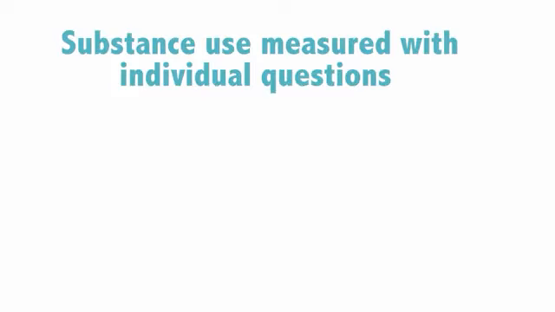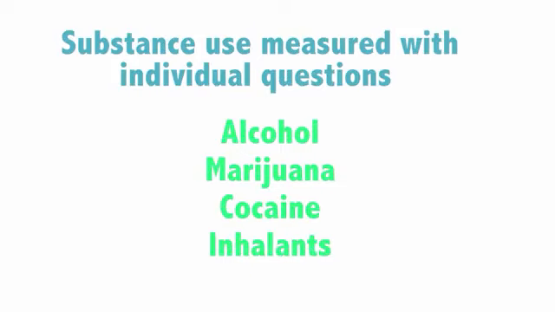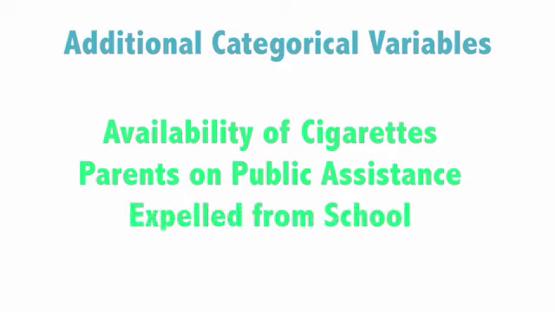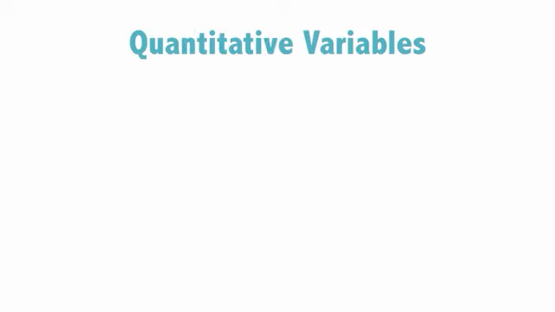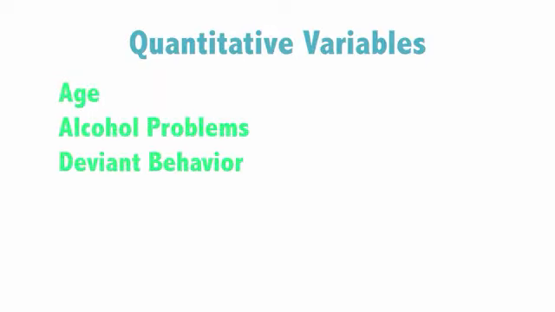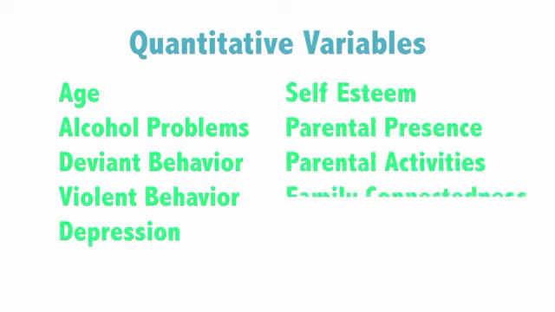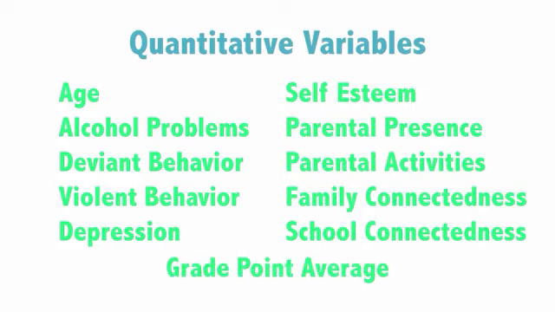Substance use was measured with individual questions about whether the adolescent had ever used alcohol, marijuana, cocaine, or inhalants. Additional categorical variables included the availability of cigarettes in the home, whether or not either parent was on public assistance, and any experience with being expelled from school. Finally, my quantitative variables included age, alcohol problems, a measure of deviance that included such behaviors as vandalism, other property damage, lying, stealing, running away, driving without permission, selling drugs, and skipping school. Another scale for violence, one for depression, and others measuring self-esteem, parental presence, parental activities, family and school connectedness, and grade point average were also included.